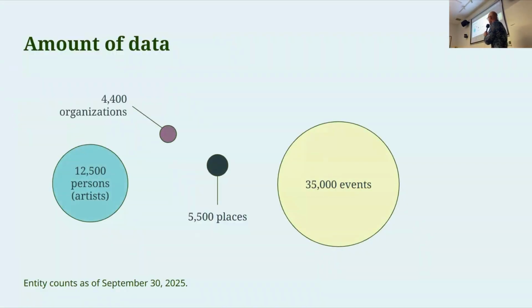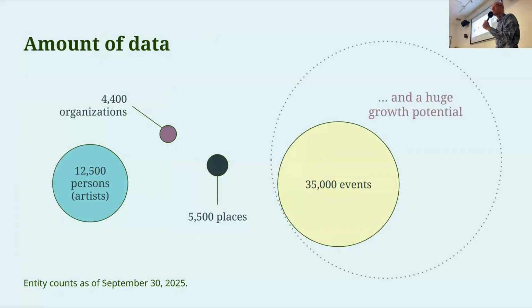So where are we at? This is an overview of the amount of data. We have data about roughly 4,000 organizations, 5,000 places, 12,000 persons. Actually, we have more than that, but some of those data records are not disambiguated, so they haven't been assigned a clear identifier. So this is what we have that is disambiguated. And we have some 35,000 events, but it's going fast. Because currently we're loading events at a pace of 20,000 per year. So it's going to blow out of proportion very quickly.